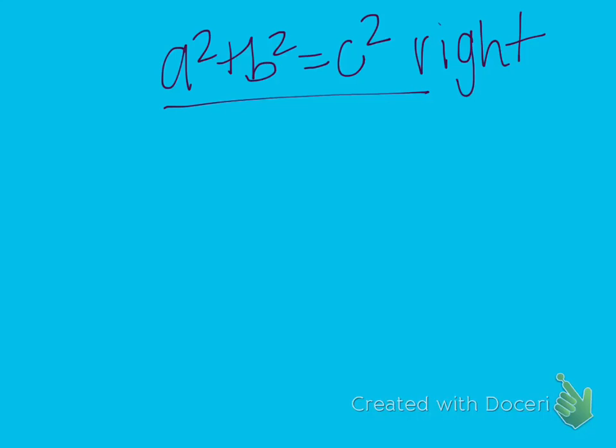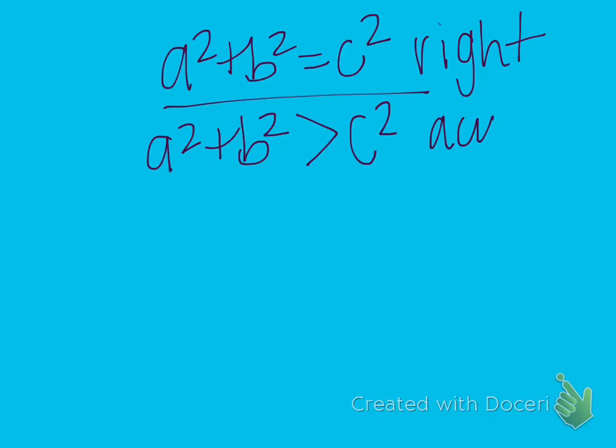Now if it's not true, then a squared plus b squared is either going to be less than or greater than c squared. So if a squared plus b squared is greater than c squared, then we're going to have an acute triangle. So if we have a really long a and a really long b, then c squared is going to be smaller than those two, and we're going to have a tiny little angle here, and so it'll be acute.